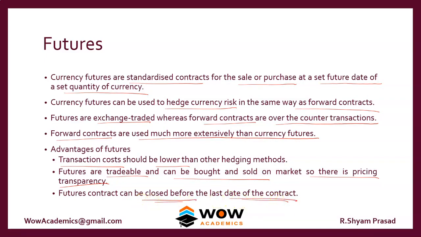Okay, so these are the advantages that a futures contract has when compared to the forward contract, because in a forward contract the broker will charge a higher amount of transaction cost, and there is no exchange in which a forward can be sold. So the pricing is not transparent in forwards, and also you cannot close a forward before the last date. Only futures can be closed; forwards cannot be closed before the last date.